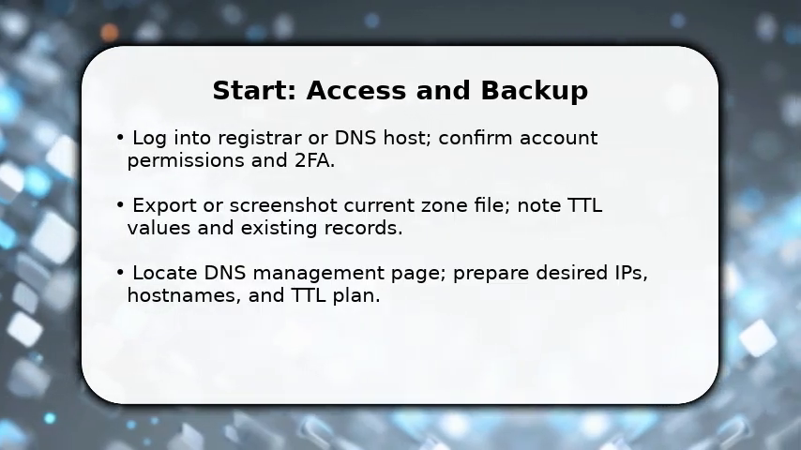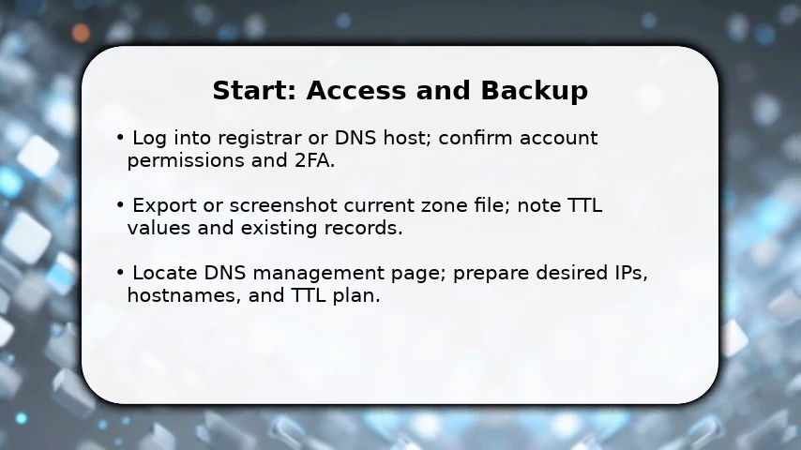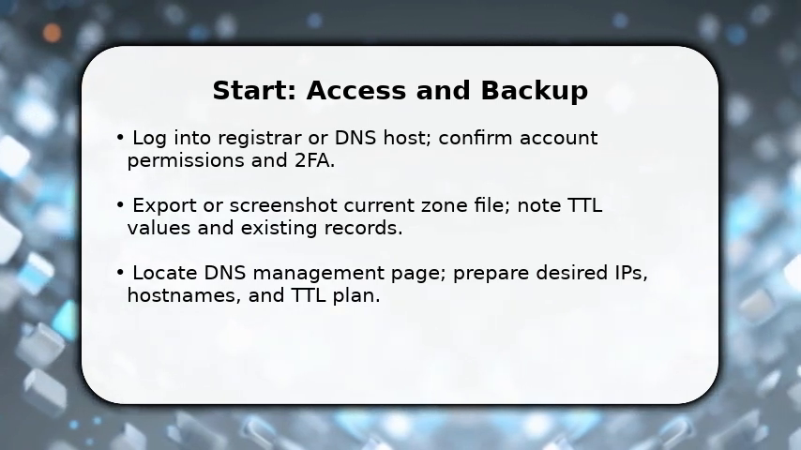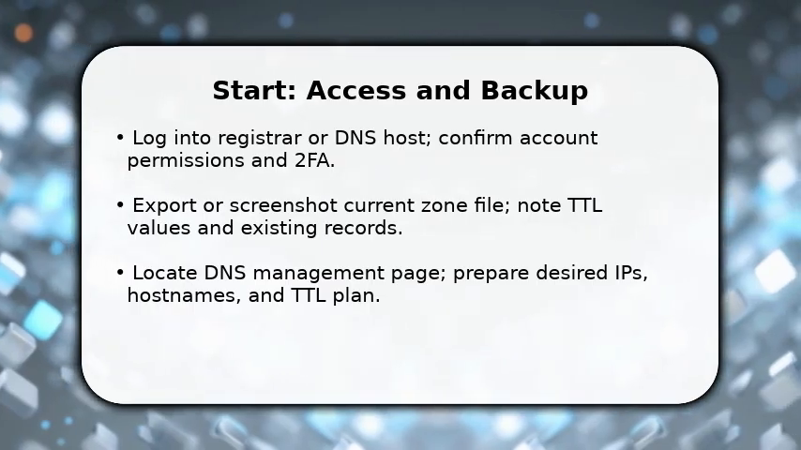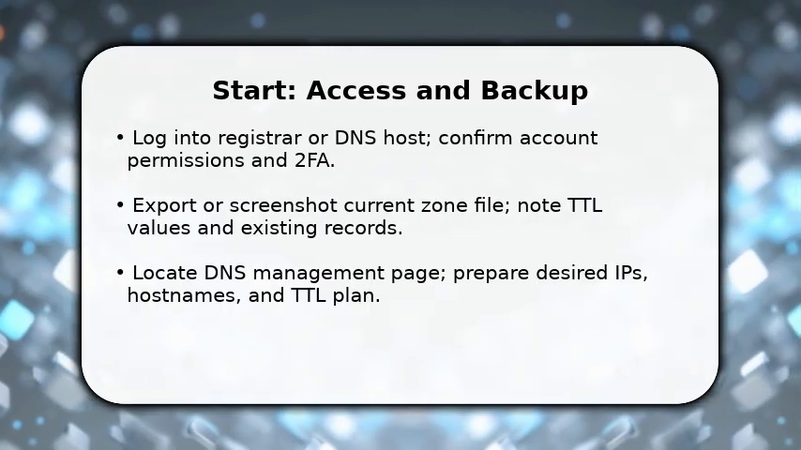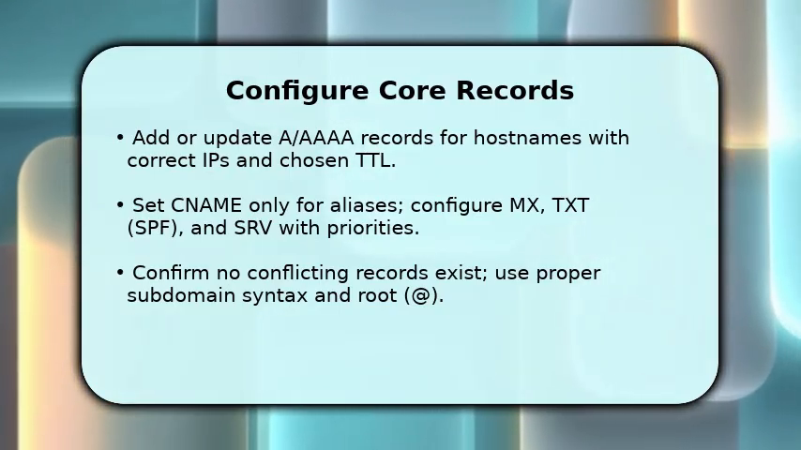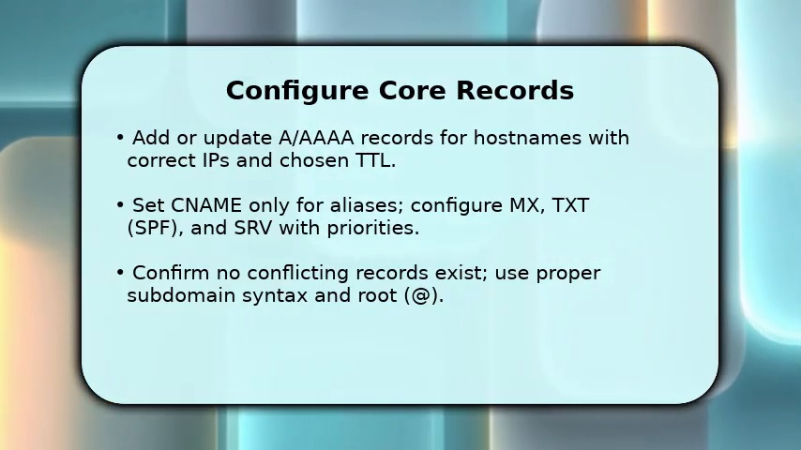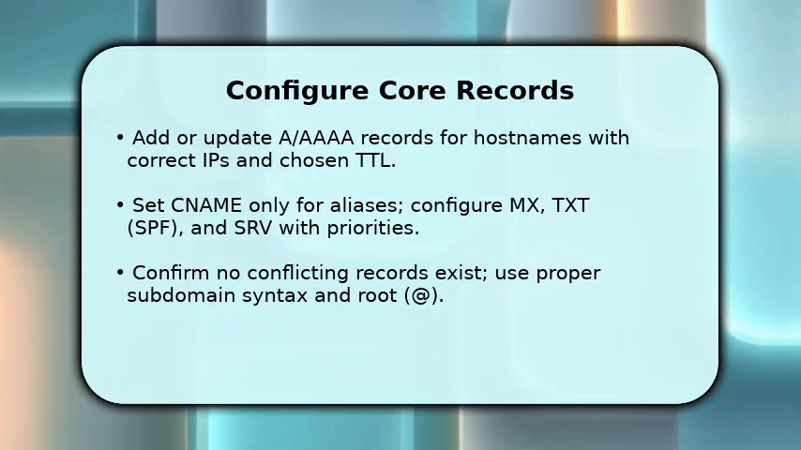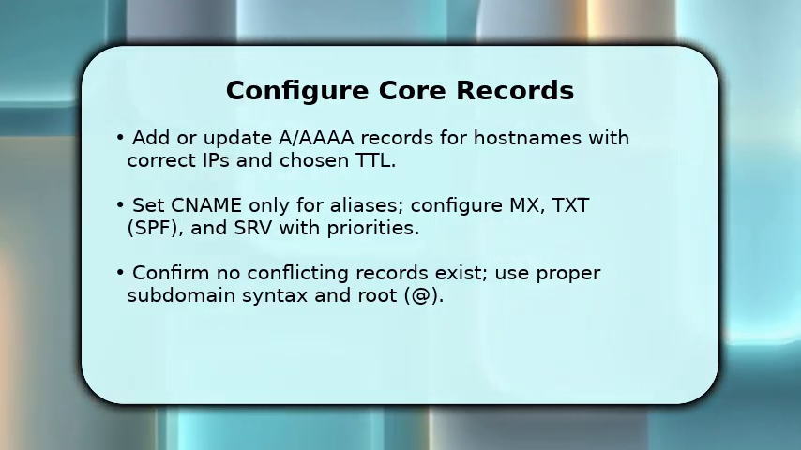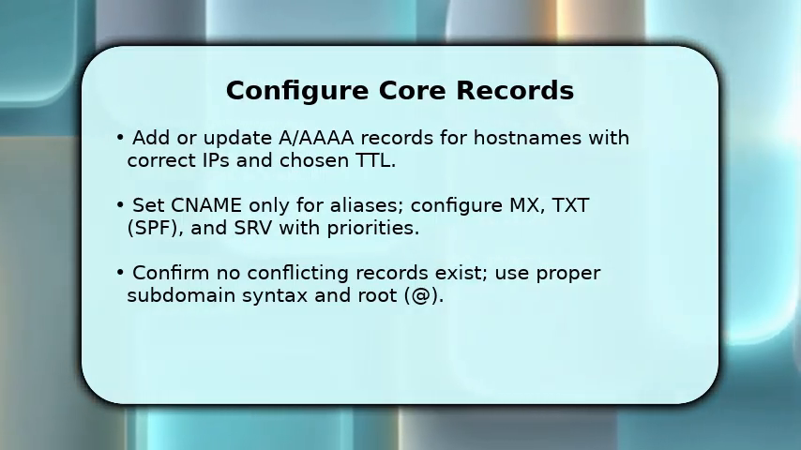Create or edit A/CNAME records with the new IPs while keeping a short rollback list in case you must restore. You now perform the detailed edits that actually route traffic. For each host, add or update an IPv4 A record and add an IPv6 AAAA record with the target IP and a sensible TTL. Lower TTL speeds changes but increases queries.